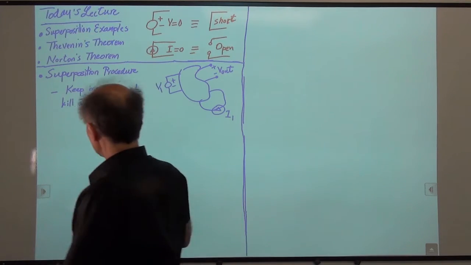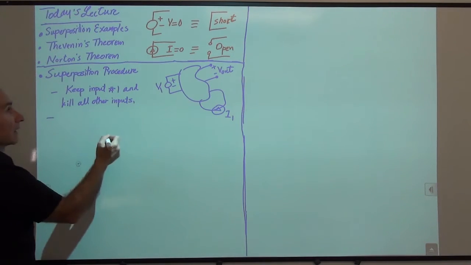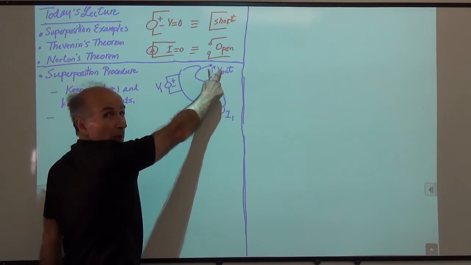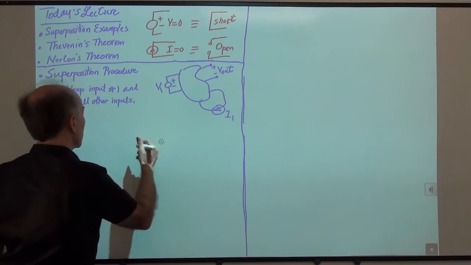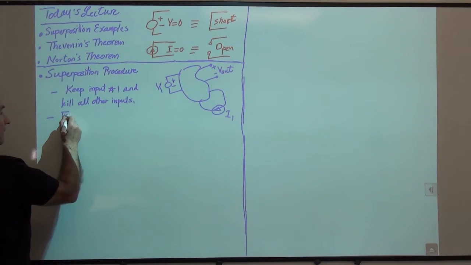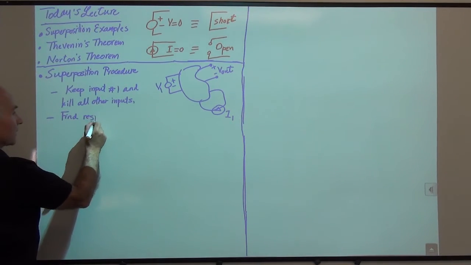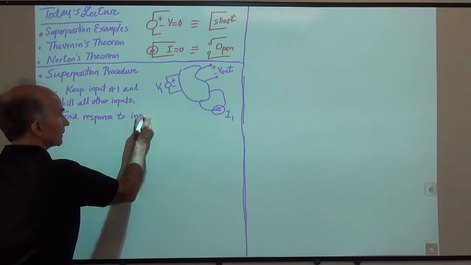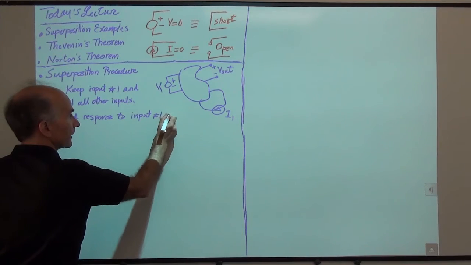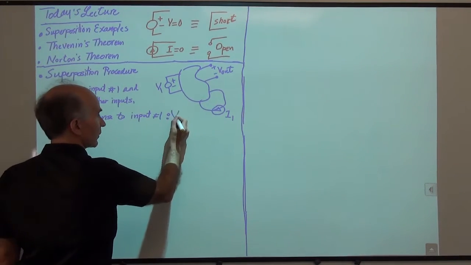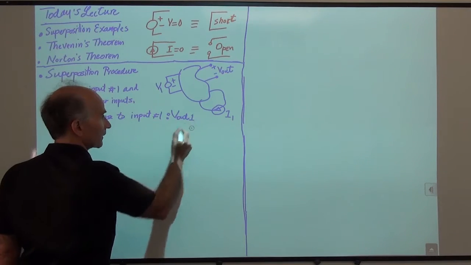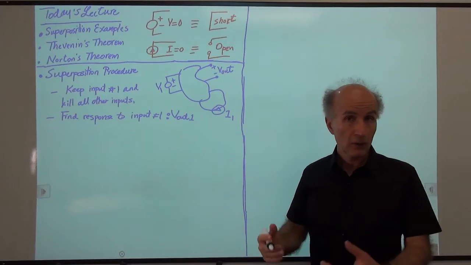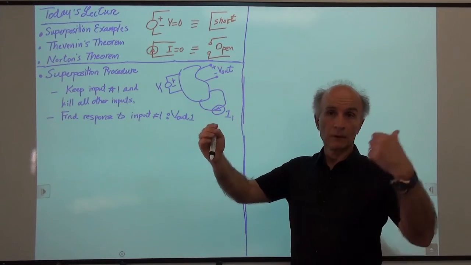Okay. In the next step, we say let's go ahead and find the response wherever we want corresponding to this V1. So we say find response to input number 1 and call that something just to keep track of things. So V out 1. All right? Okay. Now we have found the output corresponding to one input.